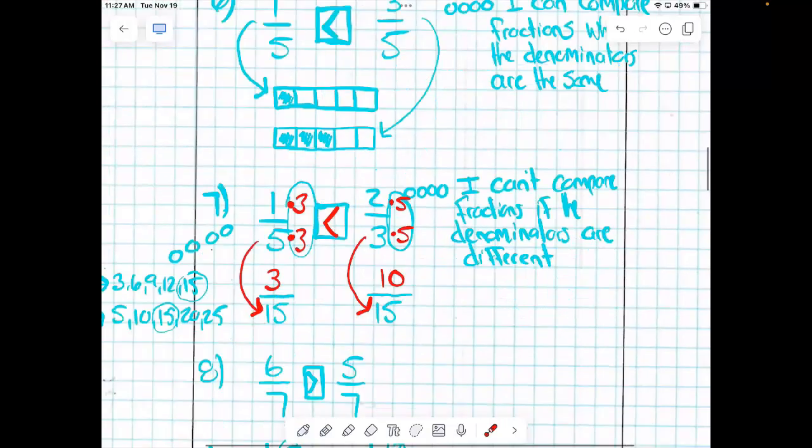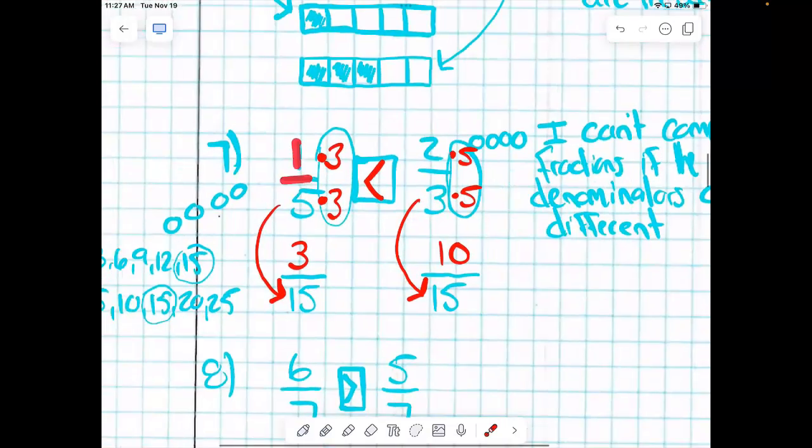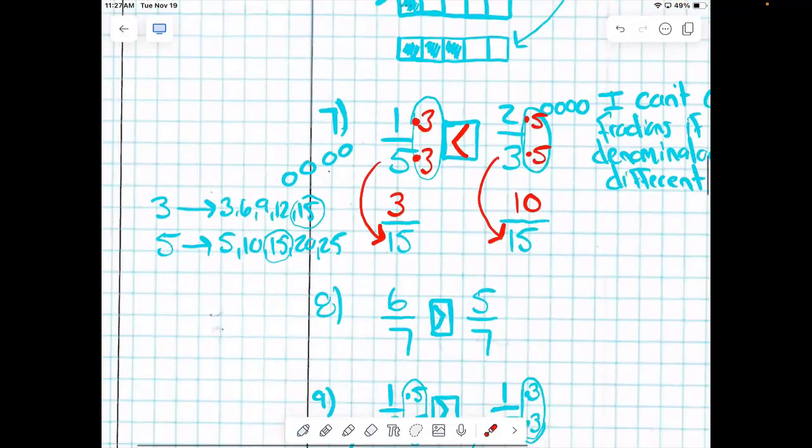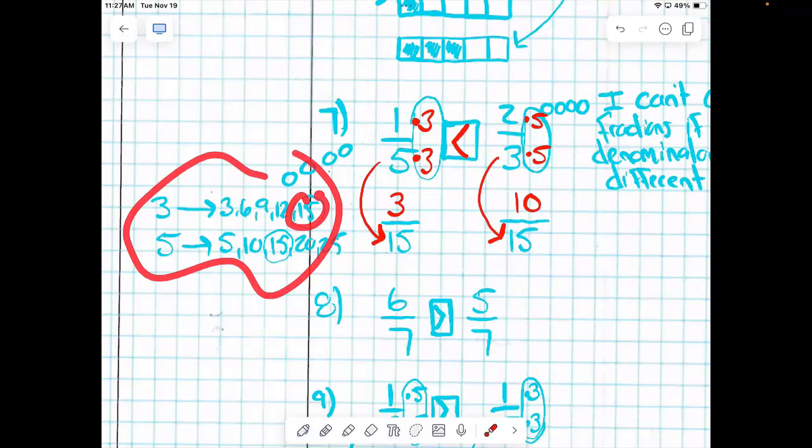Now the next one here, I have 1/5 and 2/3. Can I compare those two numbers? No. And the reason I can't compare them is because they don't have the same denominator. Do 5 and 3 have a common multiple? Yes. So if I create a snake, we find that the smallest multiple that they both have in common is 15, right? That's my new denominator.